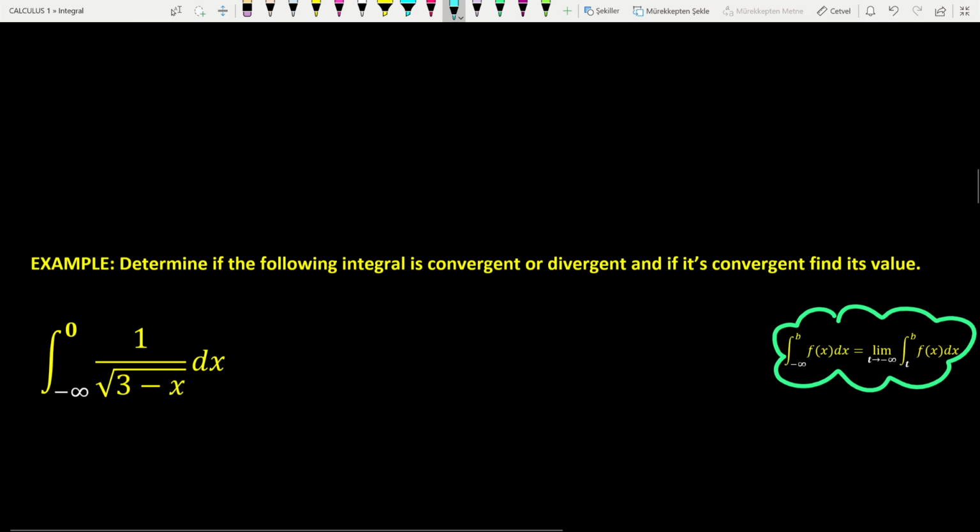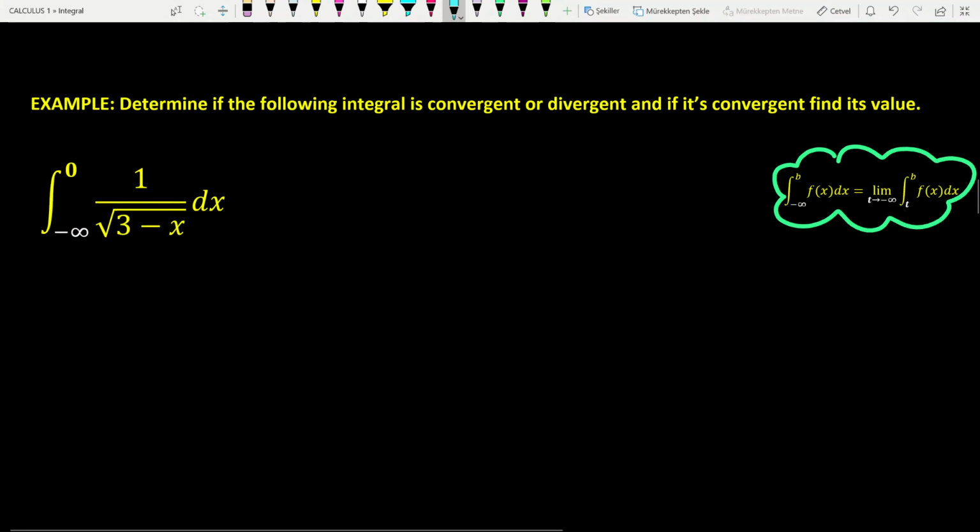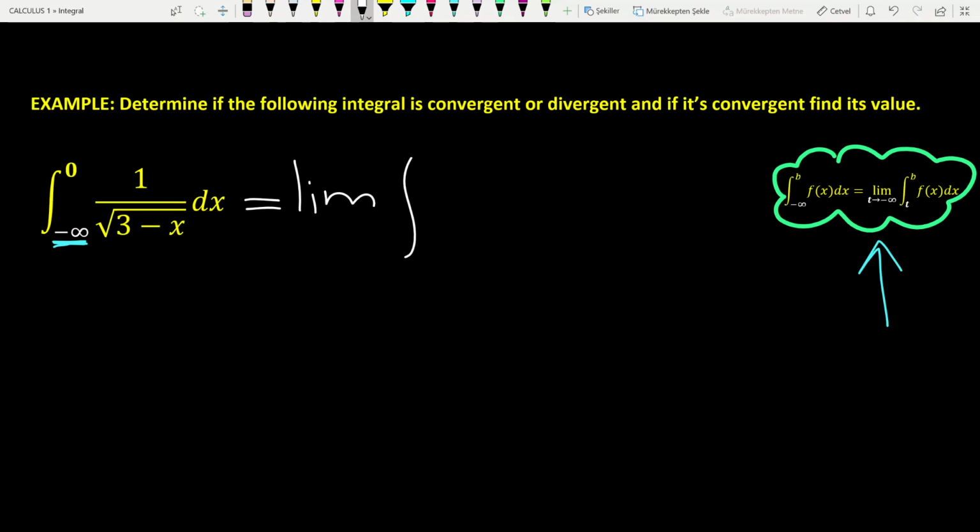Let's look at the second example. In the second example, the lower boundary of integration is minus infinity. So we can use this rule of improper integral. Let's first assign a variable for the symbol minus infinity. Let's say limit, instead of minus infinity, let's have t as a variable. So we have 0 here. T tends to minus infinity, dx over square root of 3 minus x.